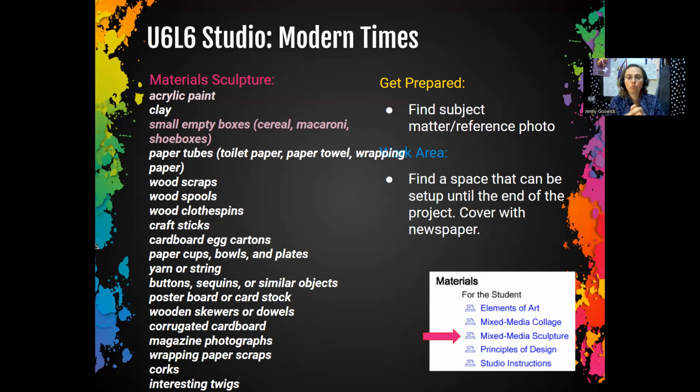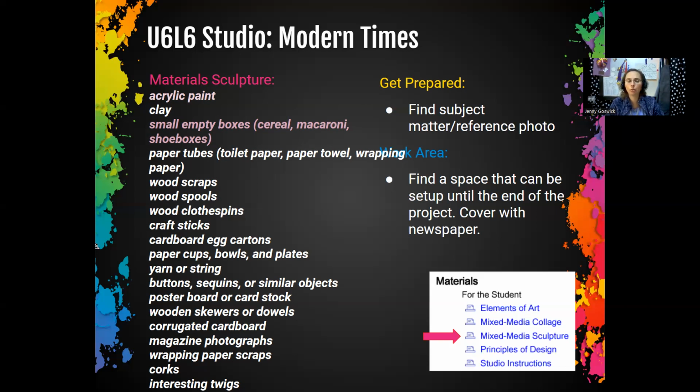You might want to have poster board or cardstock to create dividers or walls within your box, or levels, or cutout shapes of that as well. So that might be helpful. Wooden skewers or dowels. So a wooden cylinder of some kind could be interesting in your sculpture. Corrugated cardboard. And you can also still incorporate things like magazines, wrapping paper, cork, and then interesting twigs. What if you pulled in elements from outdoors into your assemblage sculpture? So the list could go on and on and on for things.